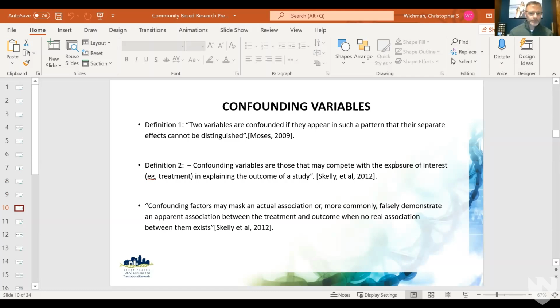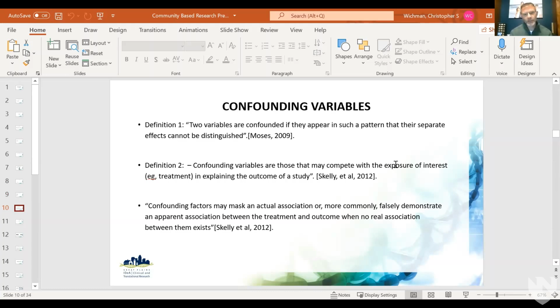The second definition is that confounding variables are those that may compete with the exposure of interest in explaining the outcome of the study, which, once I got working in the health field, seems to be the more accepted definition of confounding. Basically, we have variables that are not only associated with the outcome, but might also be associated with something on the explanatory side of the model. So we have a problem where we need to come up with a way to account for those.